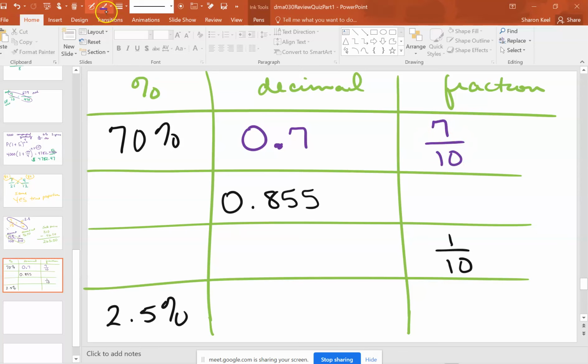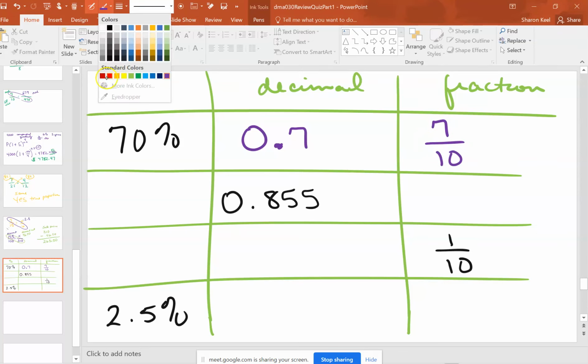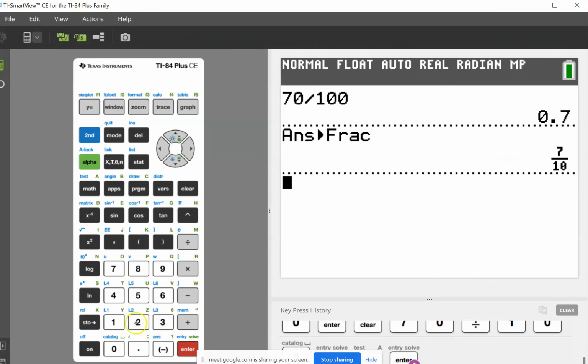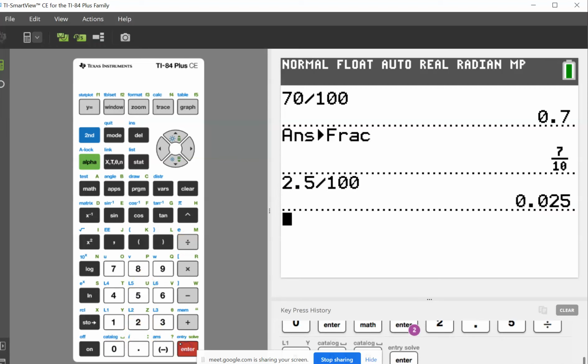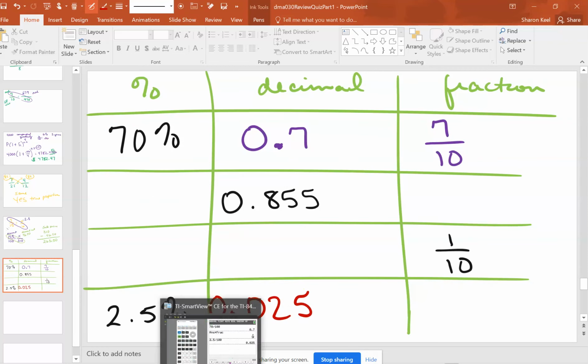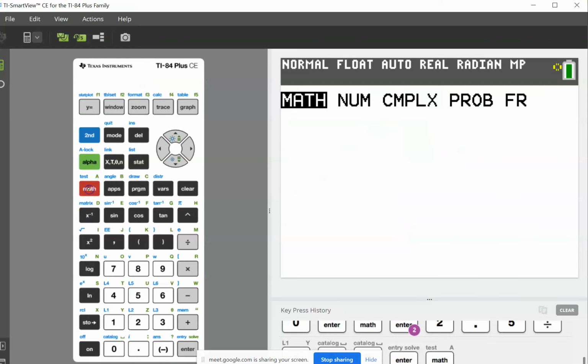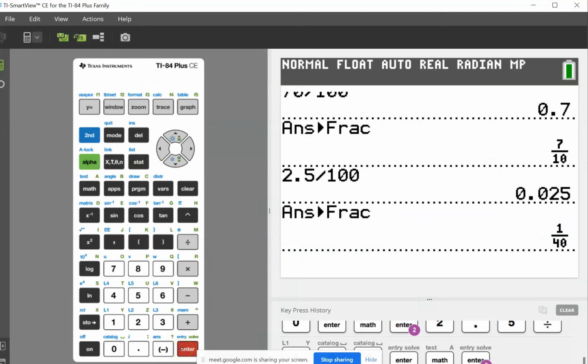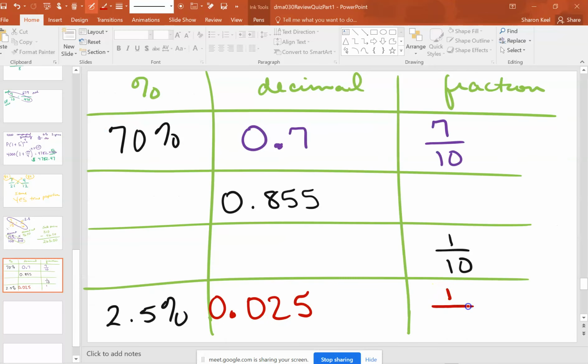Let's go ahead and do the bottom one as well. 2.5%. So I'm going to take my 2.5, divide it by 100, and that gives me a 0.025. And then to convert that, I'm going to do math, enter twice, and that gives me 1/40. So my fraction is 1/40. Okay?